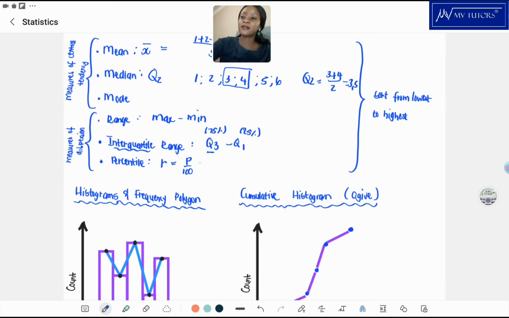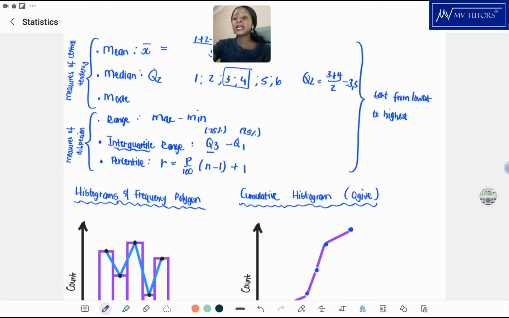So let's say 75th percentile, you would put 75 where P is, all over 100, and then you have N, which is the number of data sets that you have. If you have like, I don't know, 15 data sets, you put 15 there, minus 1, and then you add a 1. So it would tell you the ranking.